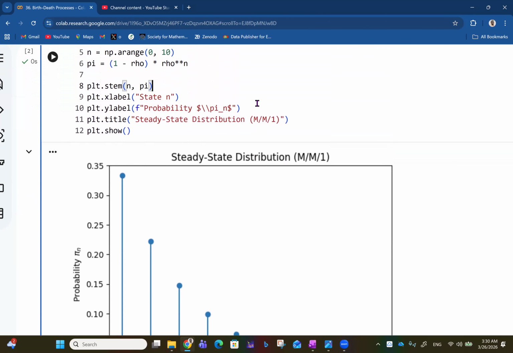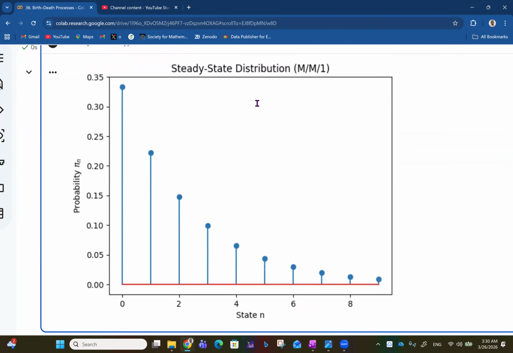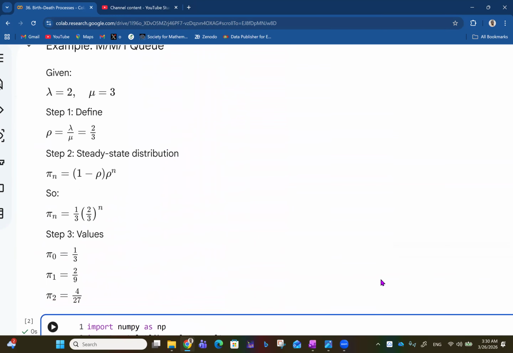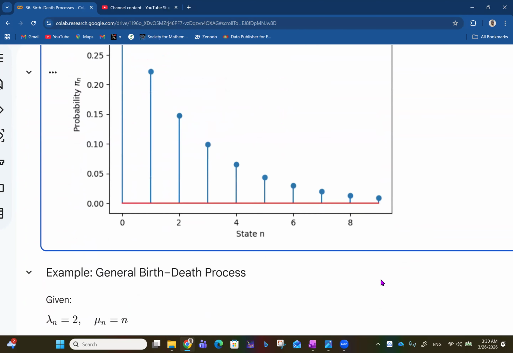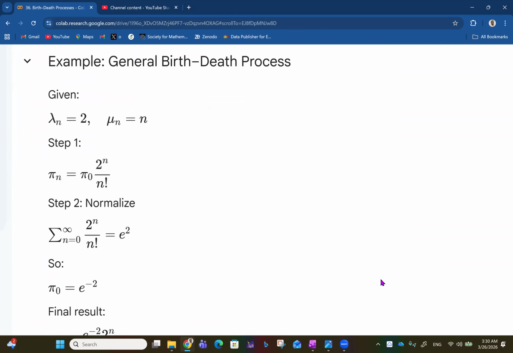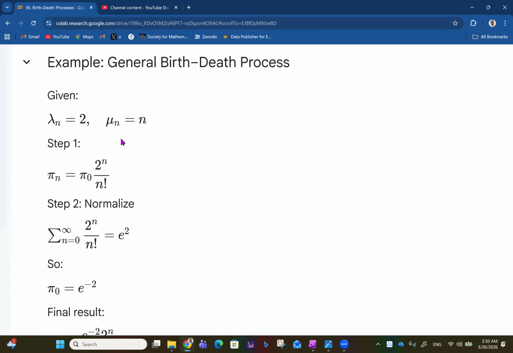So we have the probability pi n there, and then we have the state. So that's probability of arrival and things like that. We will learn more about this in the next video where we talk about queuing models, queuing theory. So now we have an example, a general birth death process. So lambda n is 2, mu n is n, for instance. We then have pi n to be pi naught 2 raised power n over n factorial.